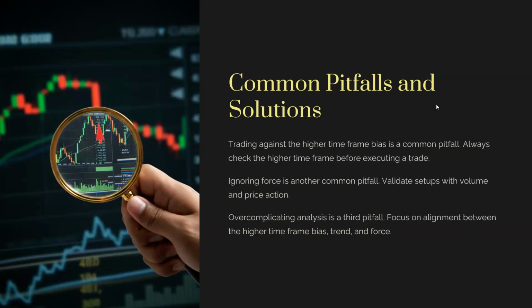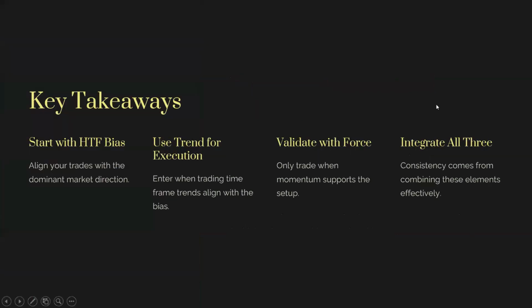Okay. So these are the key takeaways. Start with higher time frame bias. If you want to see anything, the one thing which is most important is higher time frame bias. After that, next is trend execution. So use the trend for your execution of your setups. If the trade is in the direction of the trend of the higher time frame and on the same time frame, then it has better chances of success. And finally, if it is validated with the force, then it is the best.